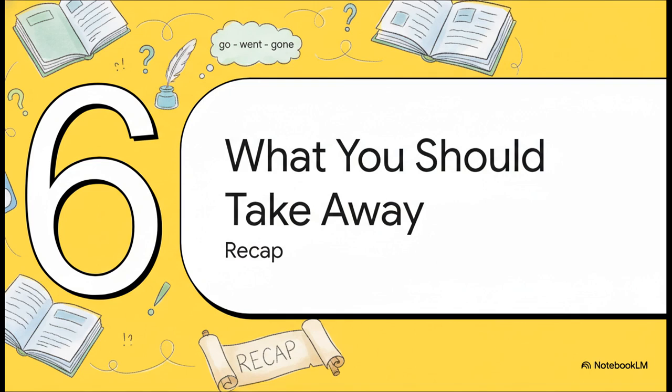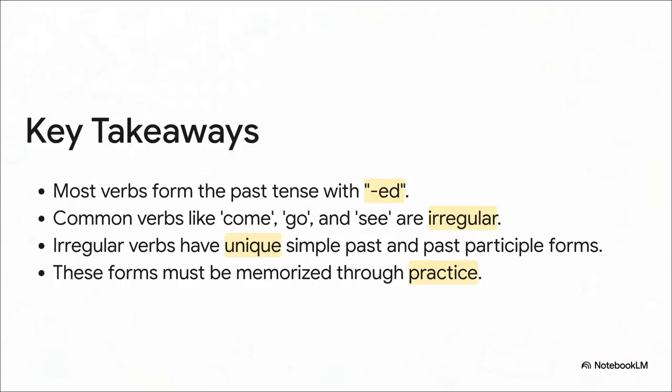Okay, that was a lot to cover. So let's boil it all down to the absolute most important things to remember. So what's the bottom line? Most verbs follow that nice, simple ed rule. But many of the words we use all the time, like come, go, and see, are the irregular exceptions. For these verbs, you have to learn their three unique forms: the base, the simple past, and the past participle. And look, there's no magic trick here. Mastering them just comes down to practice, and it's one of the fastest ways to start sounding more natural in English.